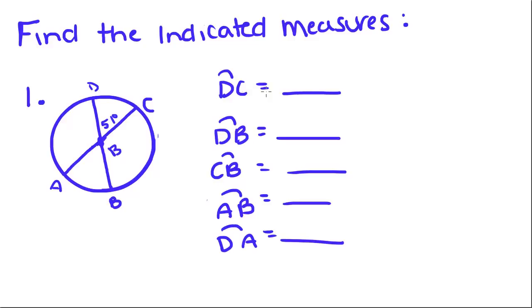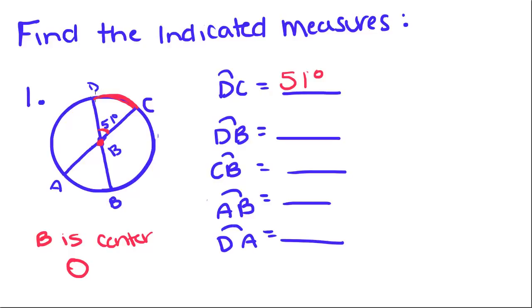So now we're going to find the indicated measures. So they want the measure of arc CD or DC. So since we know that B is the center of the circle, this angle DBC is a central angle. So that means this arc is equal to the measure of the central angle. So arc DC is equal to 51 degrees.